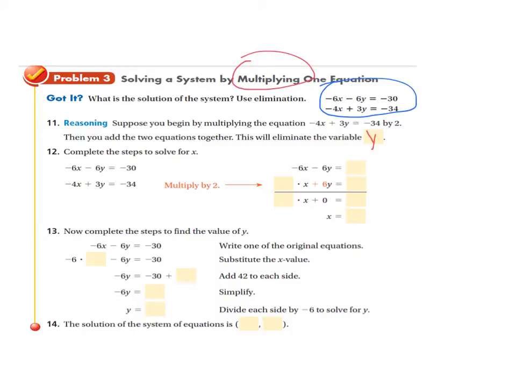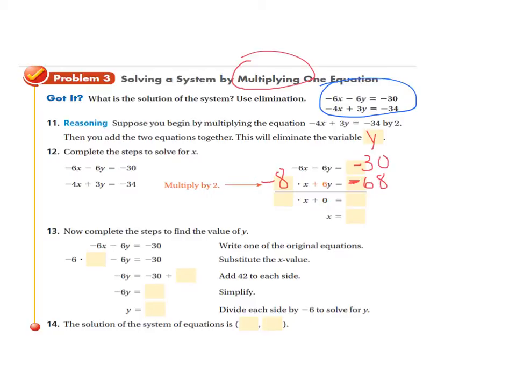So when we multiply the second equation by 2, our negative 4 times 2 gives us a negative 8. Our 3 times 2 gives us a 6. And our 2 times negative 34, positive times negative is negative, gives us negative 68. And we had a negative 30 up here.